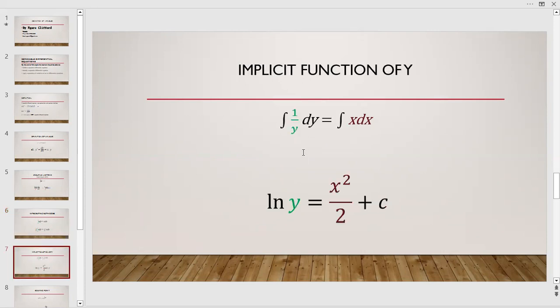So what has happened here, Emmanuel? When we integrate 1 over y dy, we get the natural log of y. And when you integrate x dx, you get x squared over 2, then plus the integral constant c. Yeah, that's very nice. That's true.